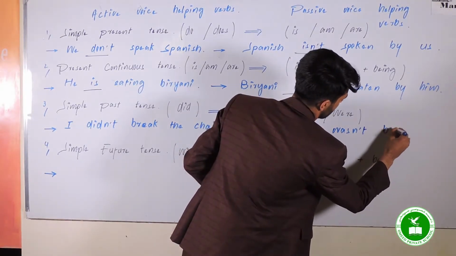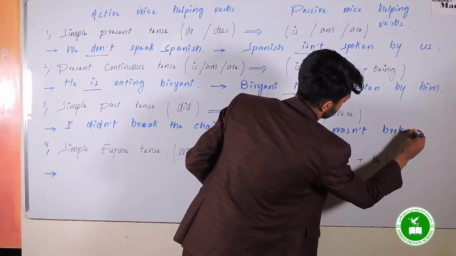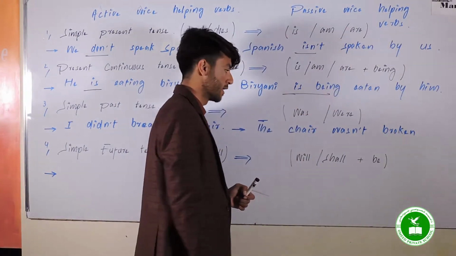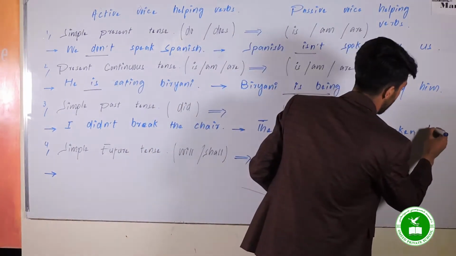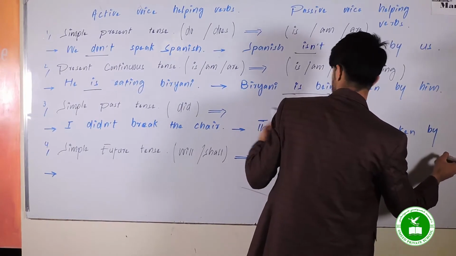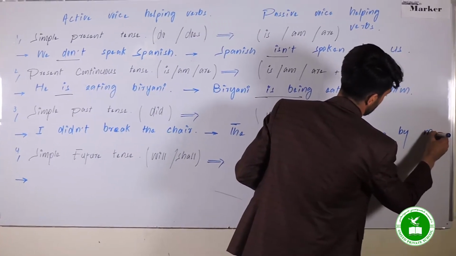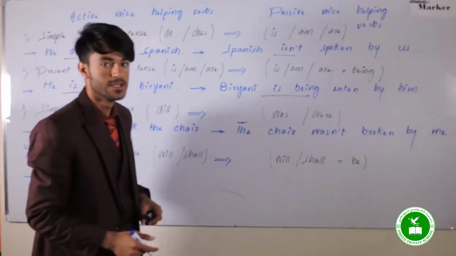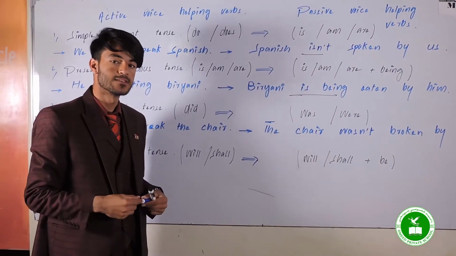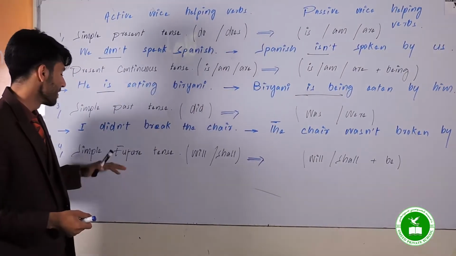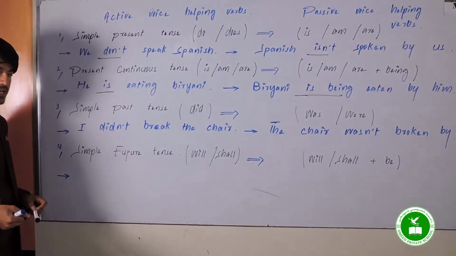Wasn't broken. Broken is the third form of break. Wasn't broken by me. Okay, that's how you change a simple past tense sentence to passive voice. And the last one, simple future tense.